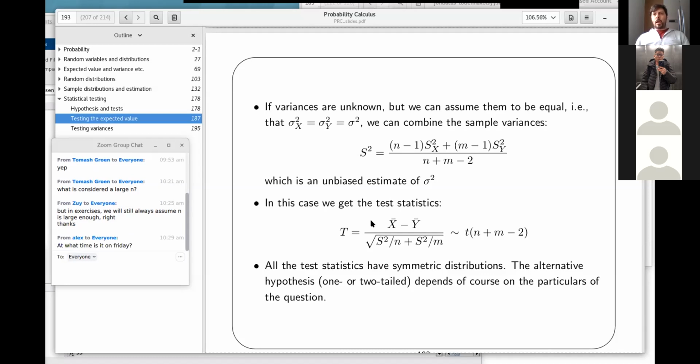Friday it will be at 9 a.m. I'll put it on Moodle, but it's 9 a.m.